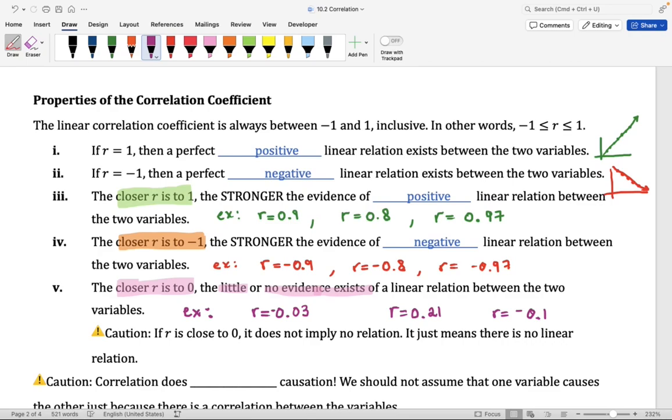Okay? There might be some other type of relationship. And I can give you some examples here. It could be the case that you're looking at a scatter plot, and that scatter plot creates the shape of a parabola. If I try to model this scatter plot with a linear function, my R value is going to be close to 0. Again, we would not say that the variables don't have a relationship. We would say the variables do not have a linear relationship. This scatter plot has a quadratic relationship.